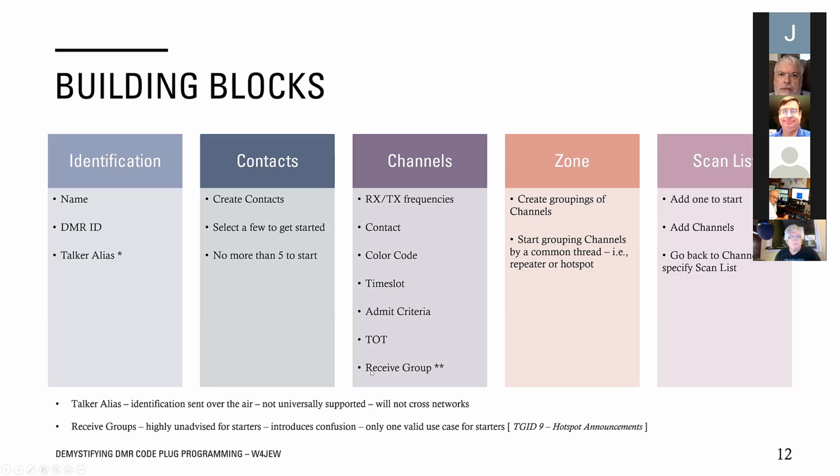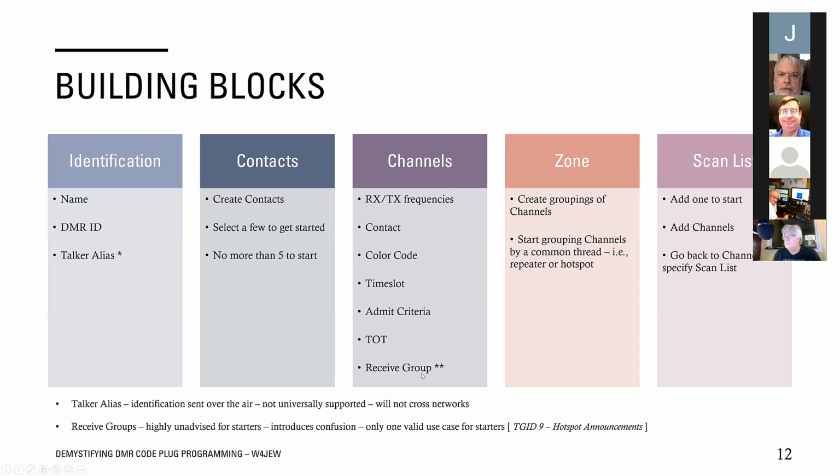And then, as I said, receive groups, I've kind of got stars here. Highly unadvised for starters, introduces confusion. There's really only one valid use case for it in starting out, and that's if you have a hotspot. Some hotspots will give verbal indications as to what the status is of the hotspot. And if you want to be able to hear that, you can add a receive group with talk group ID 9 in it, and you will hear from the hotspot.